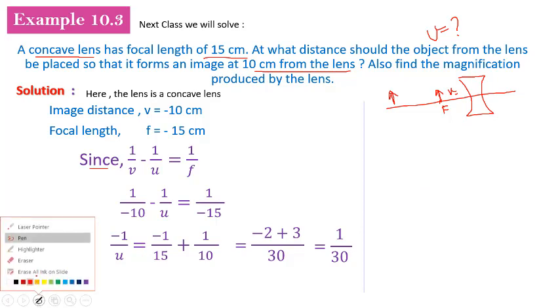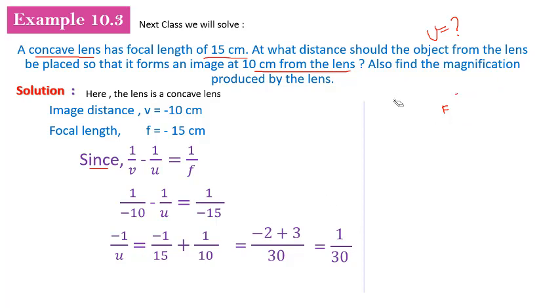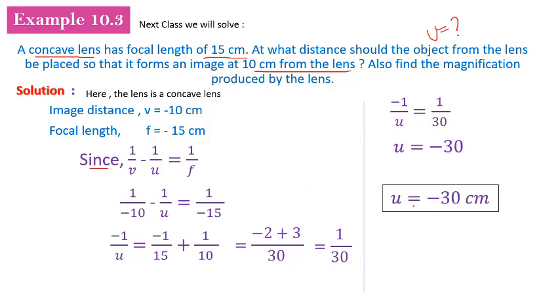Now we have minus 1 by u equals 1 by 30, so u equals minus 30 cm. So u is on the left hand side, so this is correct. Okay, the object is 30 cm in front of the lens.